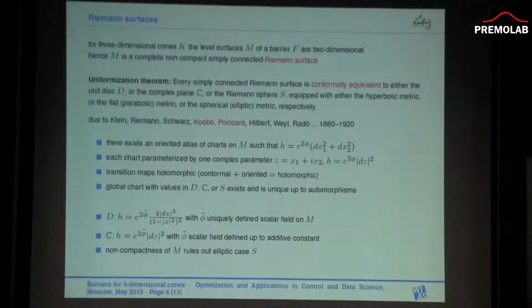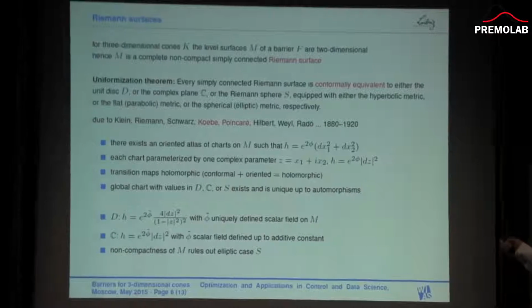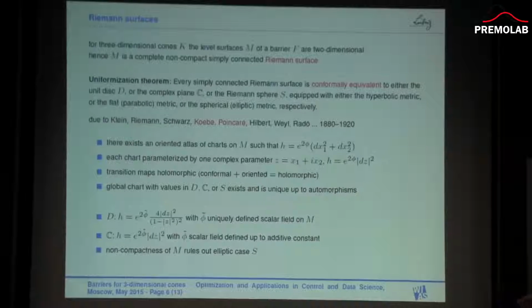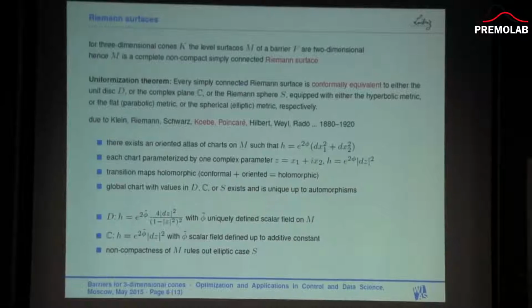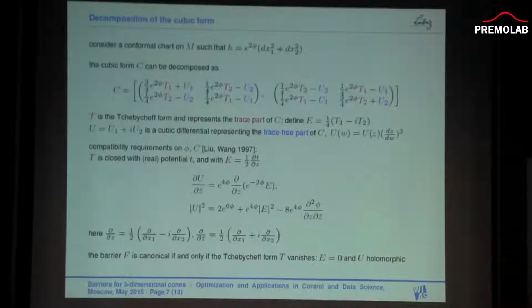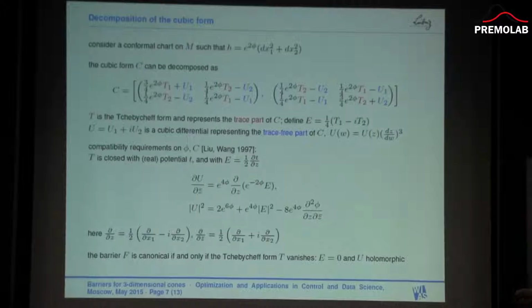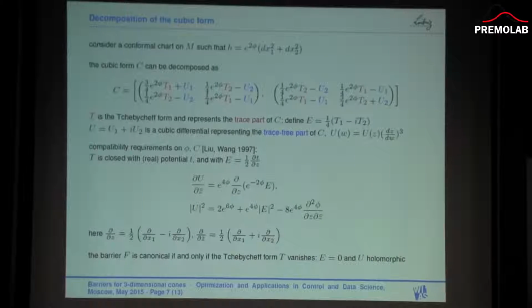And for our case, the Riemann sphere actually does not happen because the Riemann sphere is compact and the level surfaces of our barriers are not compact, so they cannot be conformally isomorphic. So there exist only two possibilities. Either the level surface is conformally equivalent to the hyperbolic space or to the parabolic or flat space. So this was the metric.